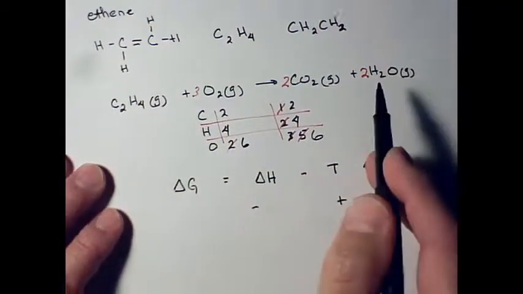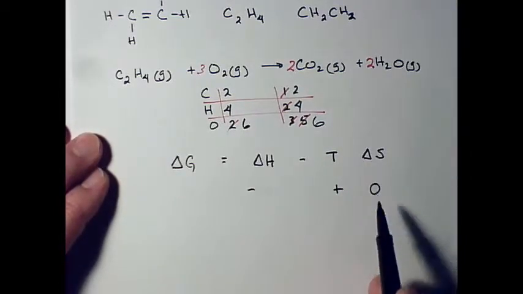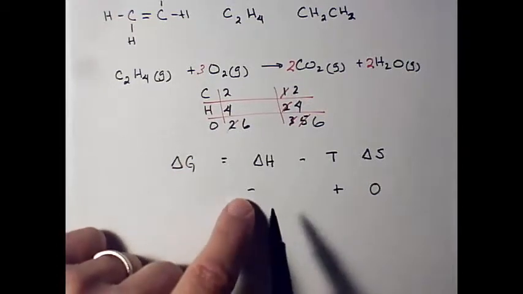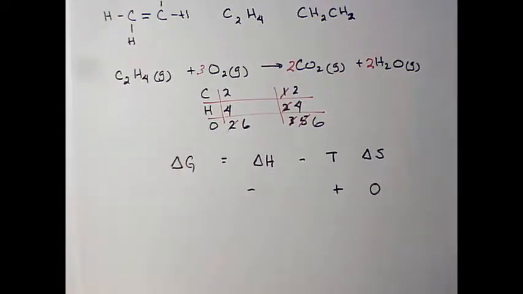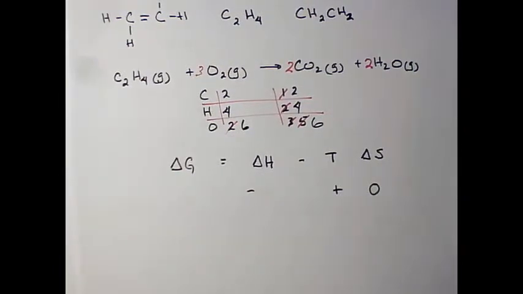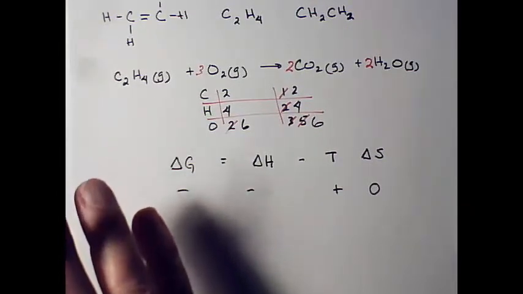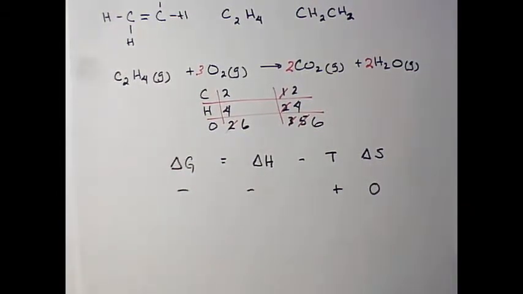If we didn't change the number of particles, the change in disorder is nil. I'm saying there's no net change in disorder. Okay. So what is delta H going to be? I mean delta G. What's delta G going to be? Negative. So is the reaction spontaneous? Yes. If delta G is negative, the reaction is spontaneous. That's one argument you can make.